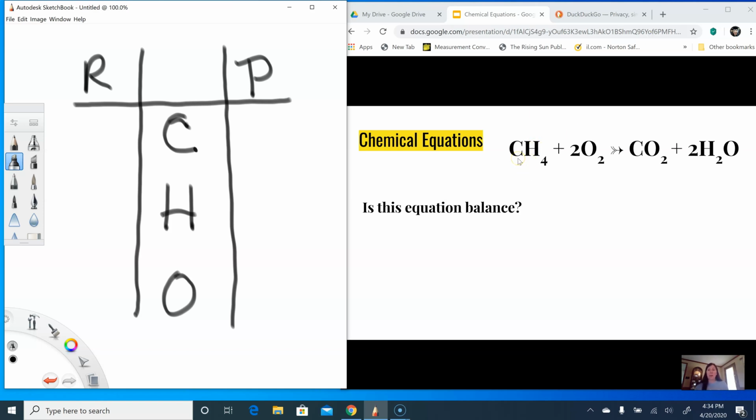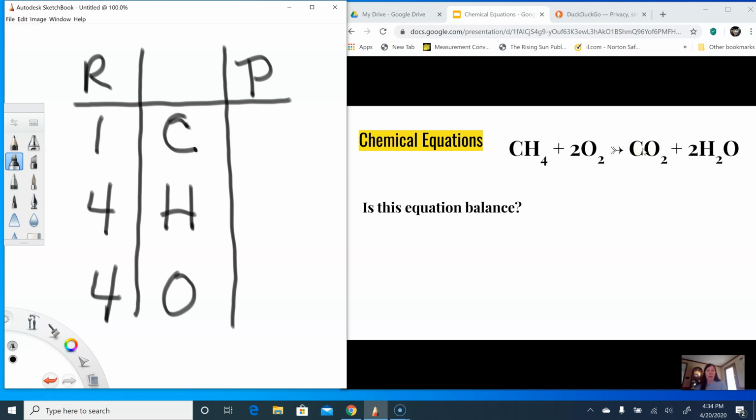So let's take a look. On the left-hand side of the arrow, we have 1 carbon. Looks like we have 4 hydrogen, and we have 4 oxygen. Remember, coefficient in front, we multiply it by that subscript for 4. Okay, so that's our complete reactant side. Let's see if we're balanced.